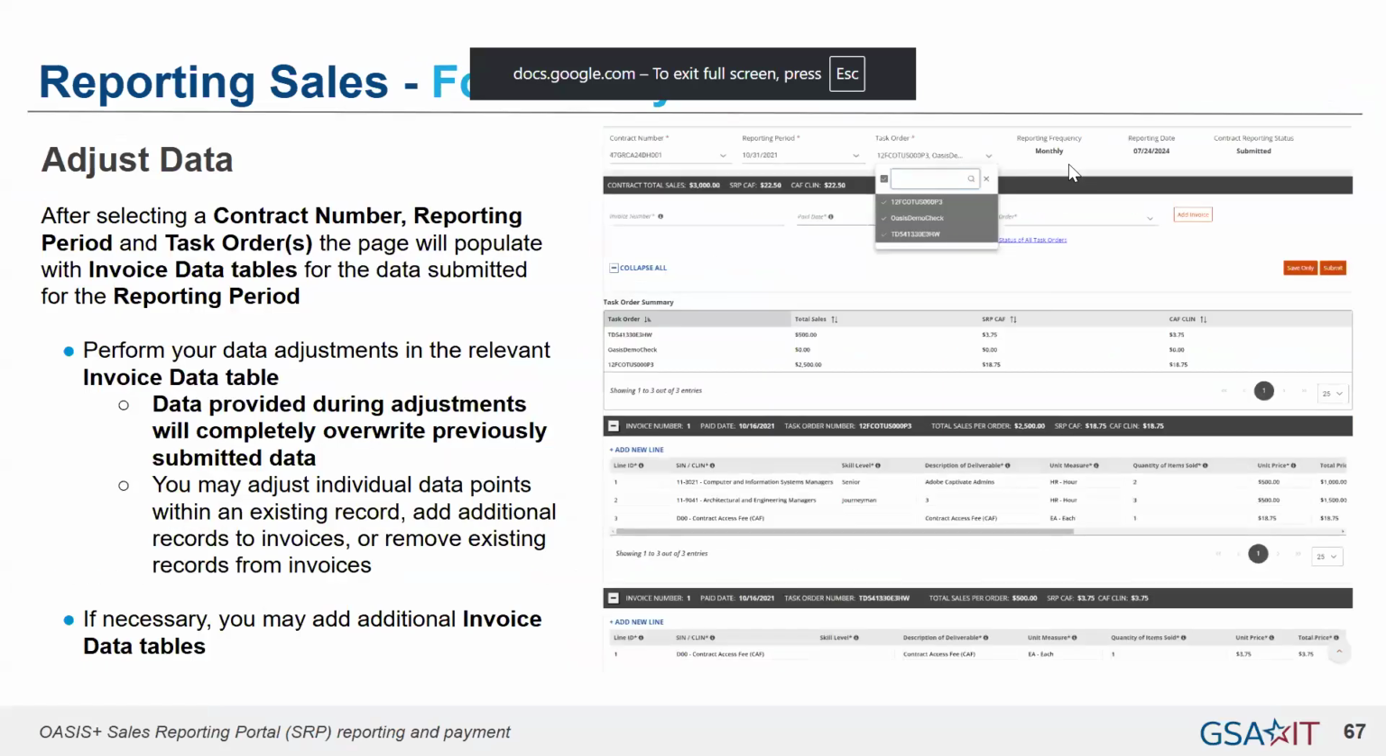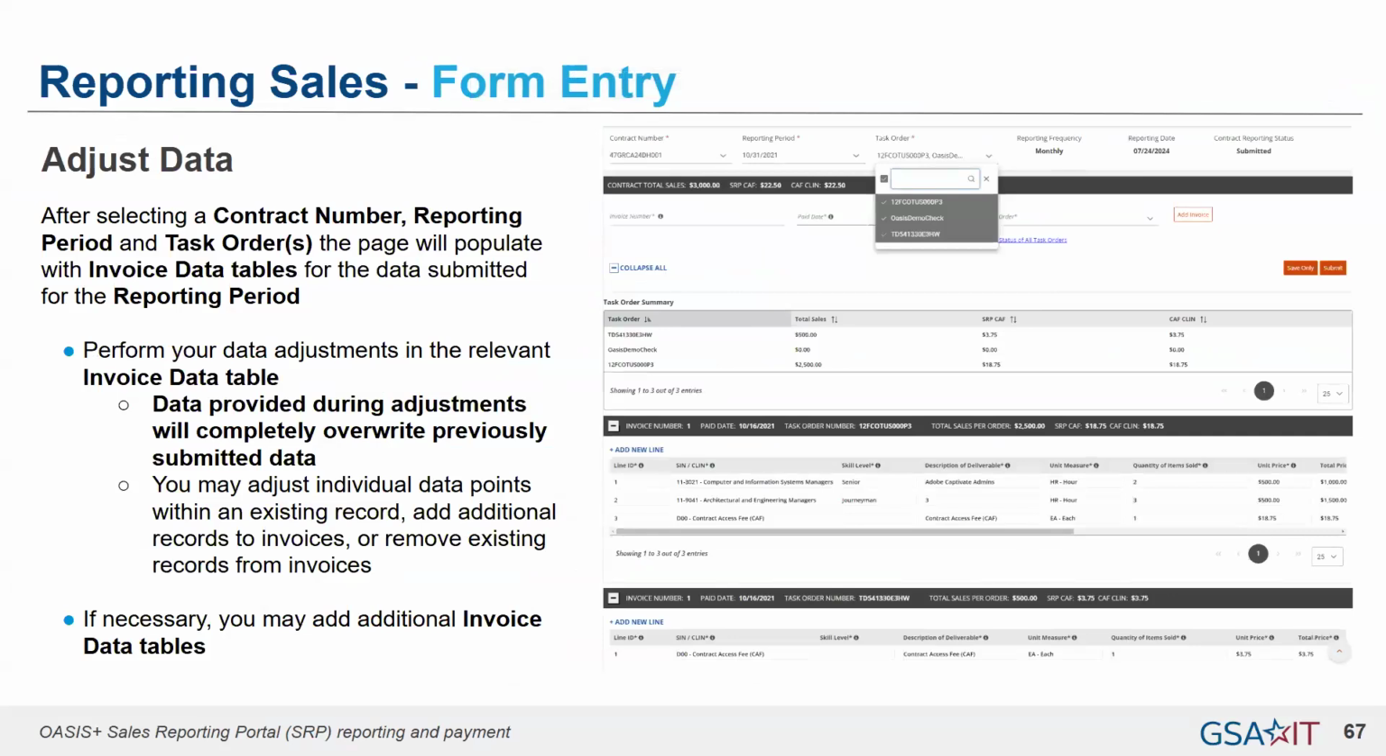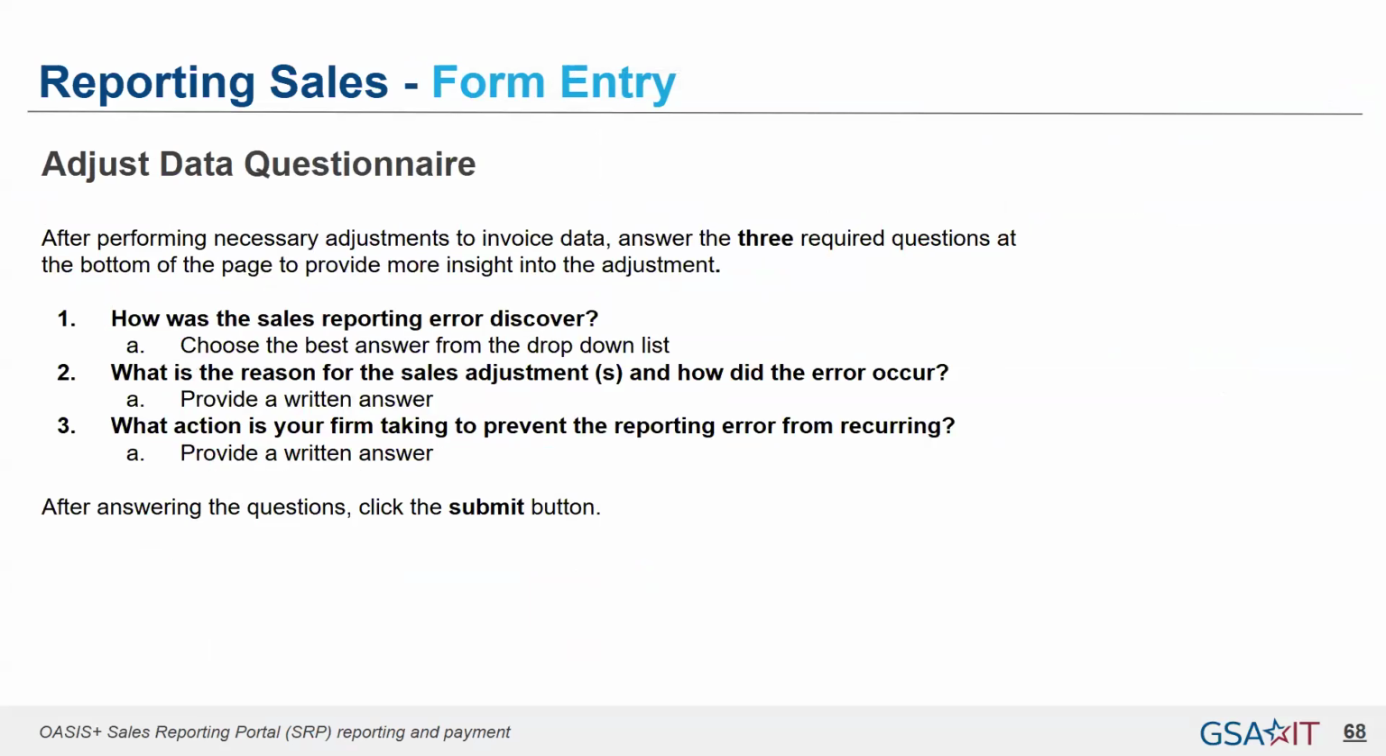All right, so we're adjusting data. Just be aware that when you adjust your data, it replaces all the previous data. So we want to make sure that you get all the information in there. It's going to rewrite what you previously reported with what you adjusted, right? So if you need to adjust, this is how you can do it. And then there's a brief questionnaire at the end of every adjustment, right? How did you discover this error, what are the reasons, and how do you plan on preventing it in the future? Standard questions, answer them as you see fit.